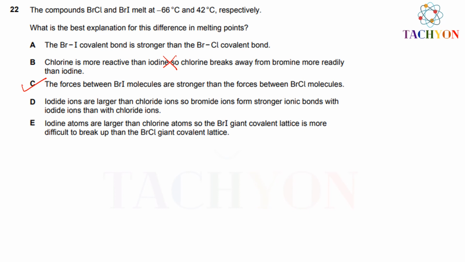The next, D and E also we will discuss. Iodide ions are larger than chloride ions, so bromide ion forms stronger ionic. It's not ionic. There is no ionic bond because bromine and chlorine are non-metals. They prefer to form covalent bonds, not ionic bonds. Iodine atoms are larger than chlorine atoms. That's true. So the BrI giant covalent. It's not giant covalent. It is simple molecular. Okay, giant is for silicon basically. It's not silicon, it's bromine and chlorine here and bromine and iodine here. So the answer is going to be C.